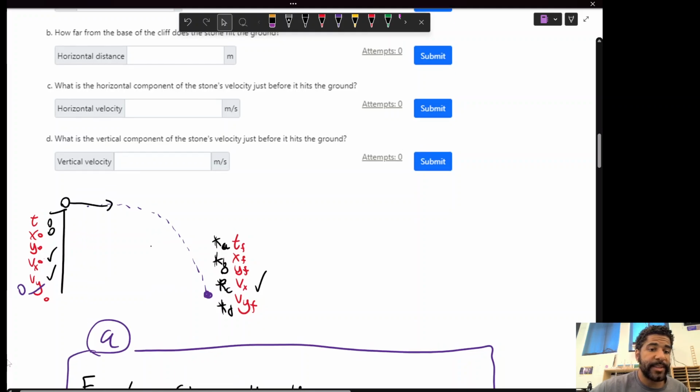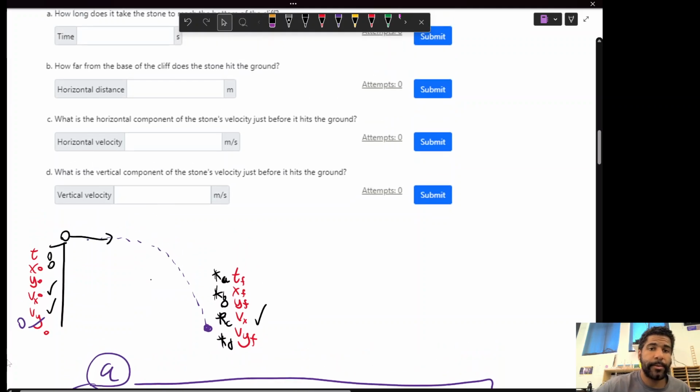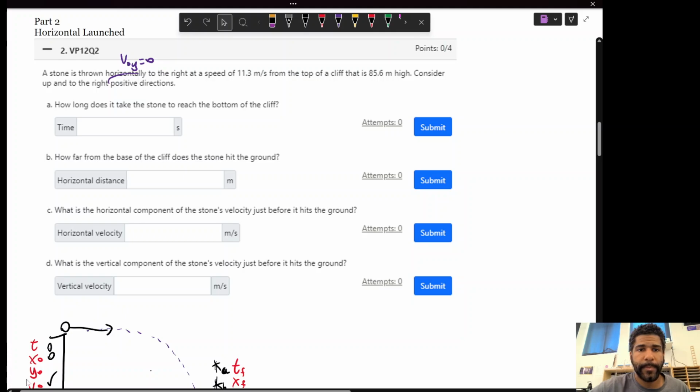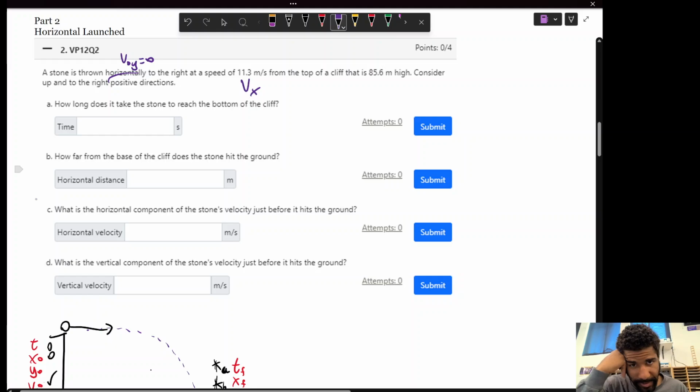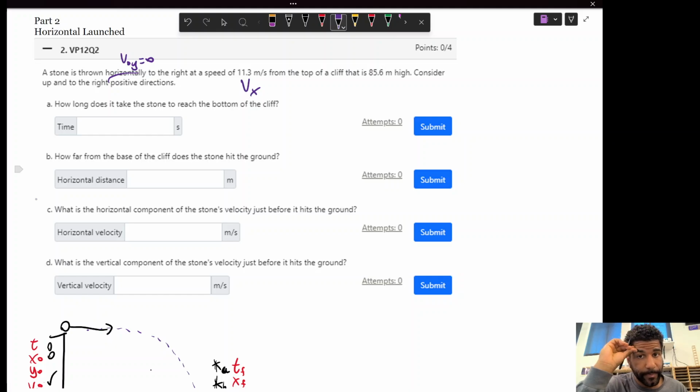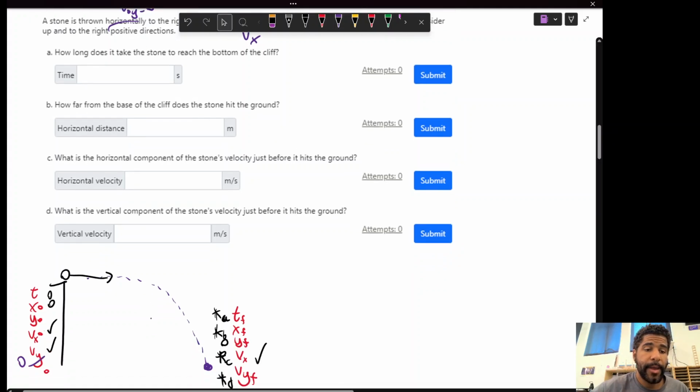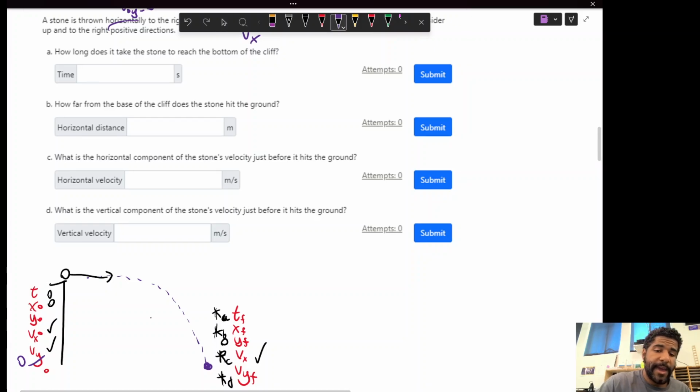I know my velocity in the x position because that's the only velocity that I have. Because it's launched horizontally, Vx is going to be this number, and that's the only speed that I can have. So now, first question for A, how much time does it take to get to the bottom of the cliff? Then B, how far does it go? C is, what is the final velocity when we get there? And we're going to see that. And then D, finally, what is the final y velocity?